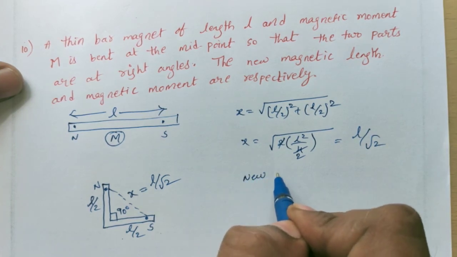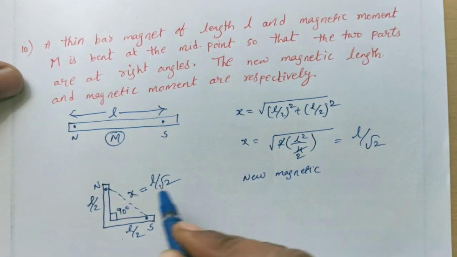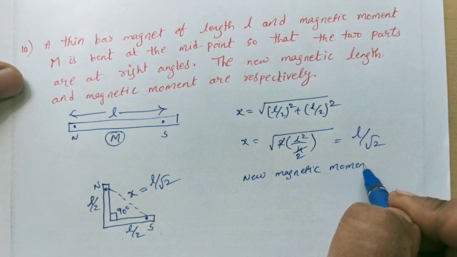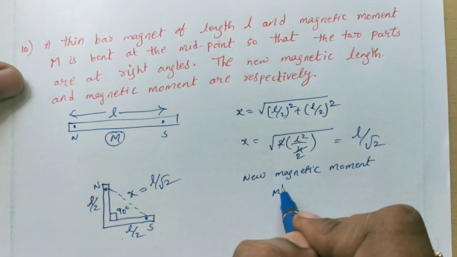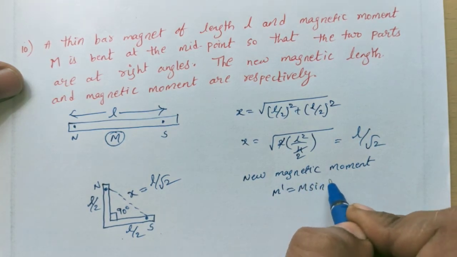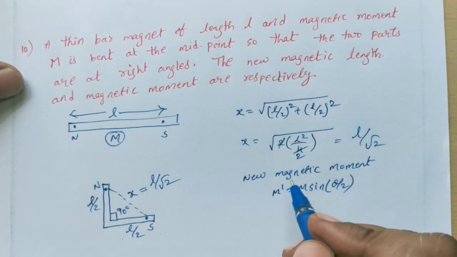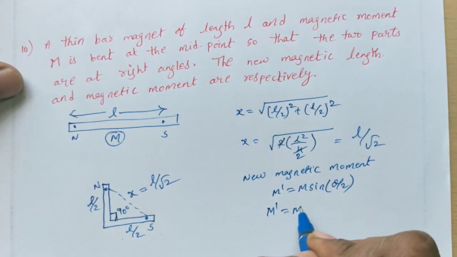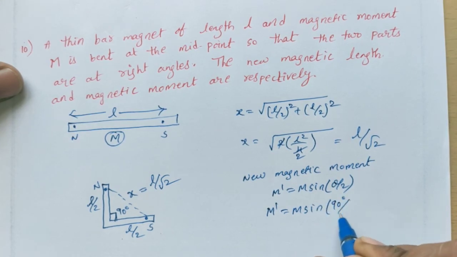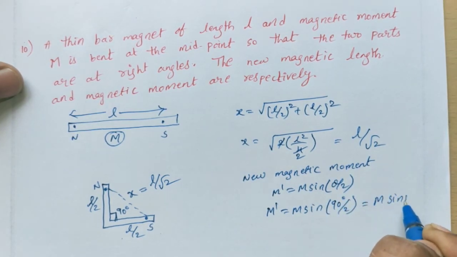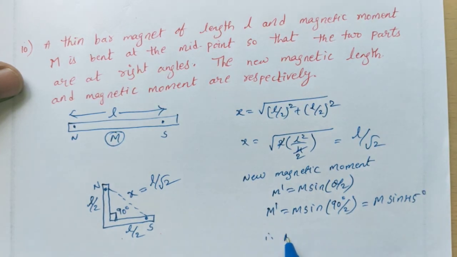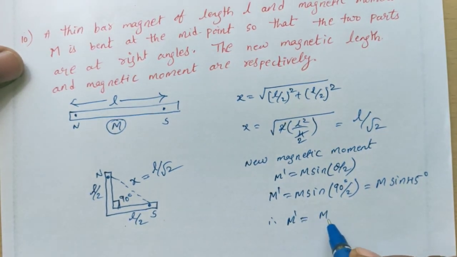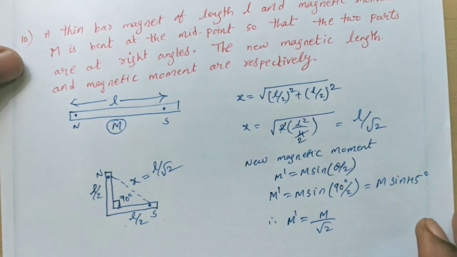One more thing, the new magnetic moment. We have the formula: when bent at the midpoint making an angle theta, m dash is equal to m into sine theta by 2. We know this, students. Here the angle theta is given as 90 degrees. Therefore m dash is equal to m sine 90 degrees by 2, that is m sine 45 degrees. So m dash is equal to m divided by root 2, since sine 45 degrees is 1 by root 2.